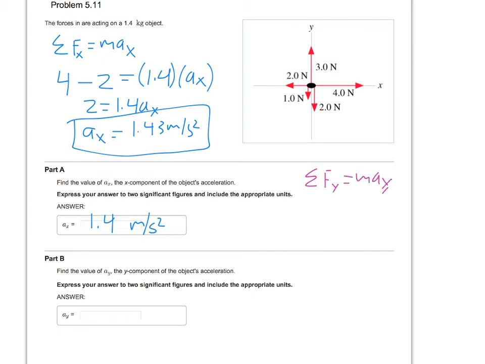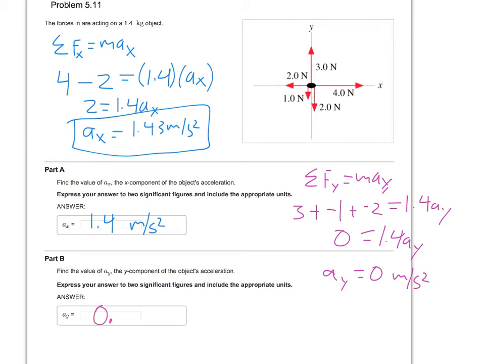What do we have there? We have 3 going up, plus 1 going down, plus a 2 going down as well. That's equal to 1.4 ay. Alright, so based off of the forces that I have, although yours might be slightly different, I actually get 0 net force acting on the object. That's equal to 1.4 ay, which means that my y acceleration is simply 0 meters per second squared. If we're being careful with our sig figs, I guess it would be 0.0 meters per second squared.